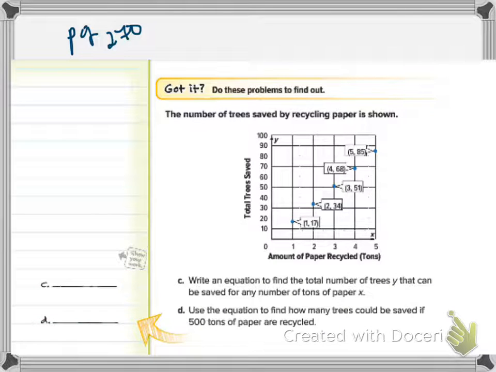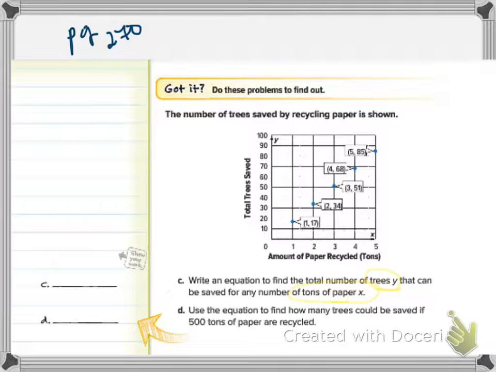So turning to page 270, and we're looking at that got it for part C and D. And we're writing an equation to find the total number of trees y that can be saved for any number of tons of paper x. So that is reminding you that we want our y to represent the trees, and the x is representing the tons of paper.